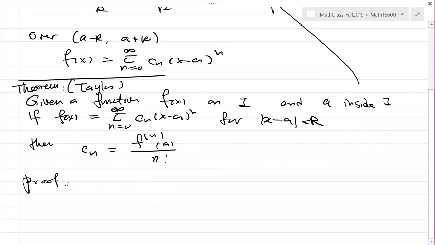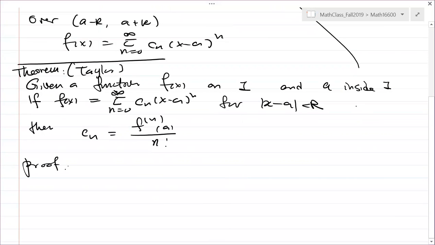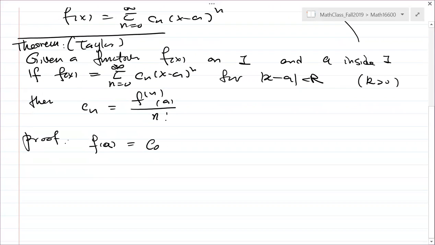The proof is, of course, we have to assume that r is greater than 0. Otherwise, it's not true. So the proof is very simple. Just think about that. First of all, f of 0, right? Suppose you have this identity. When you plug a for x, you will get x minus a equals 0, so only the first term is left.